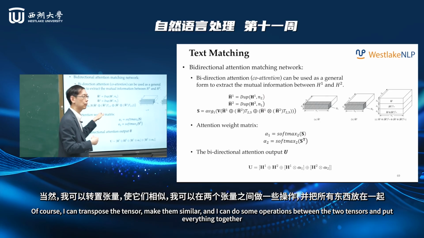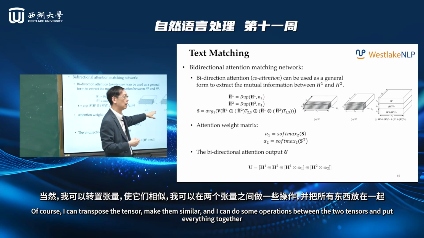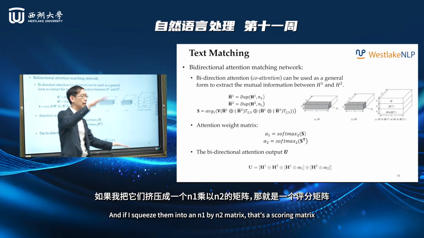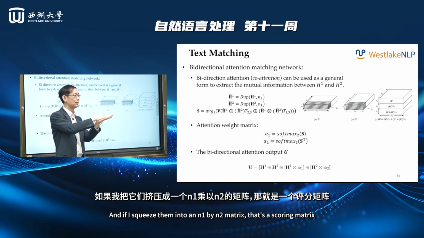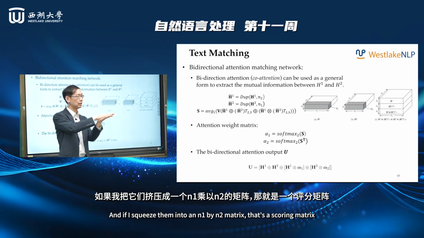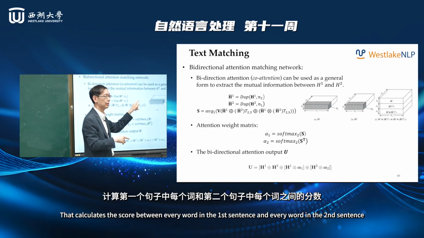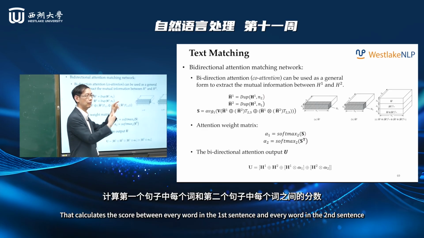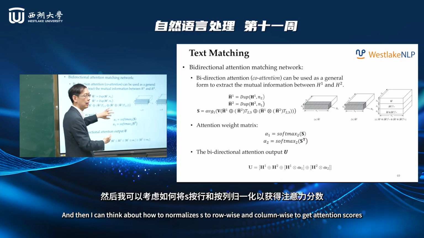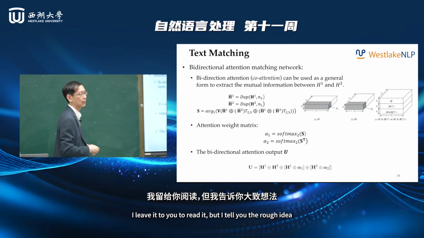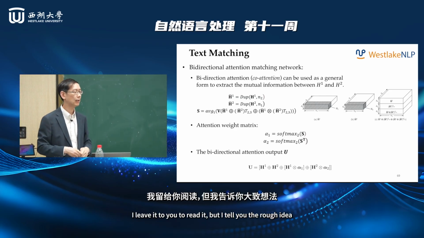And I can do some operations between the two tensors and put everything together. And if I squeeze them into an n1 by n2 matrix, that's a scoring matrix. That calculates the score between every word in the first sentence and every word in the second sentence. And then I can think about how to normalize row-wise and column-wise to get the attention scores. I leave it to you to read it, but I tell you the rough idea.